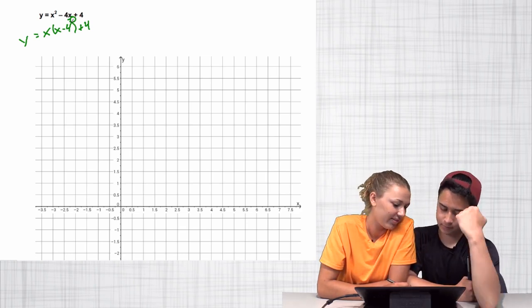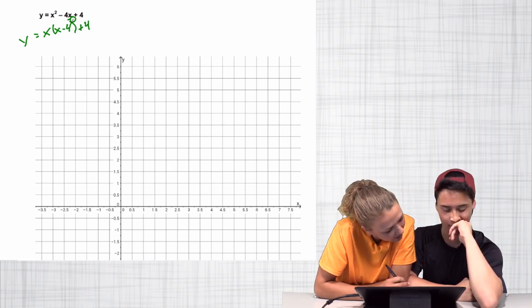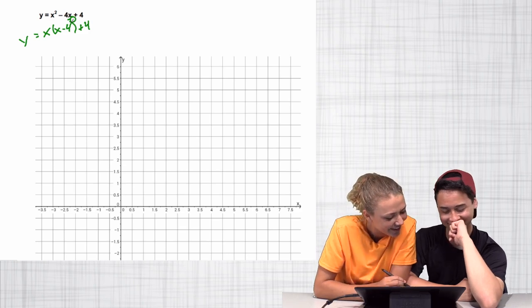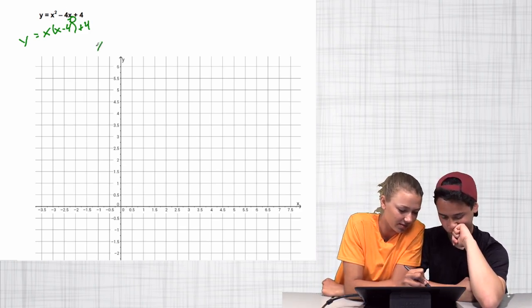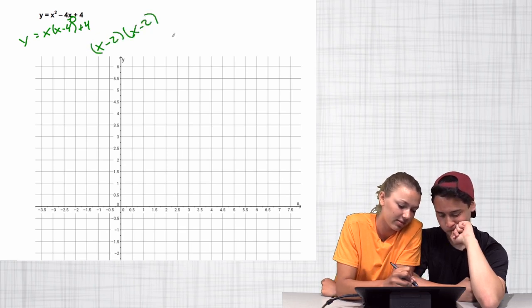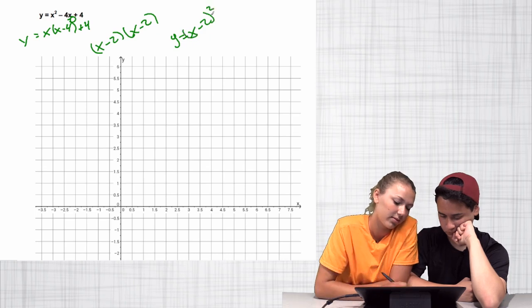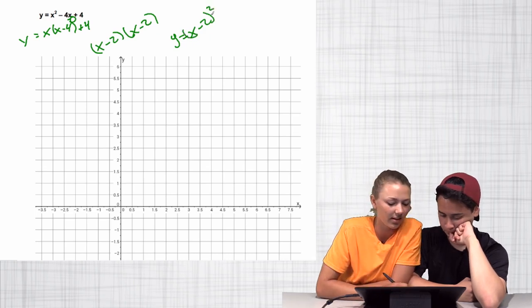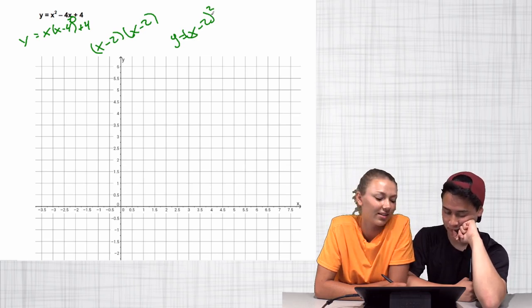Do like x and a 2, right? Or do we just do the whole thing? It's just the whole thing, right? So then it's x minus 2 and then x minus 2, right? So y equals x minus 2 squared. That works, right? Yeah, that works. There you go. Keoni, what do you think of that?